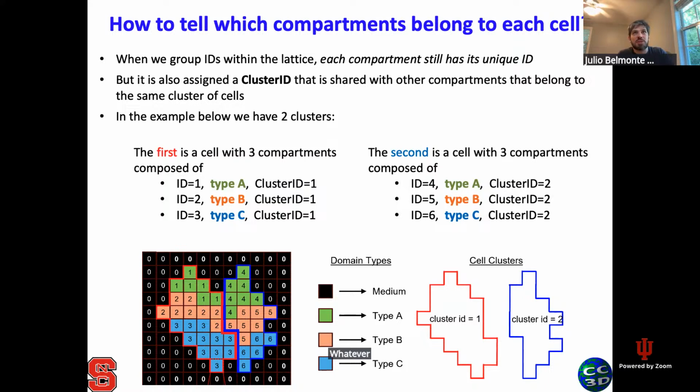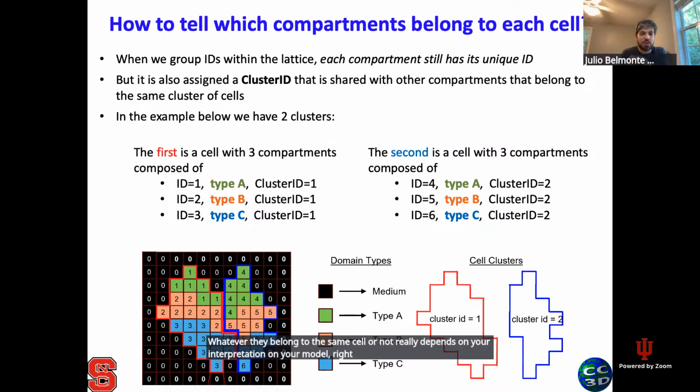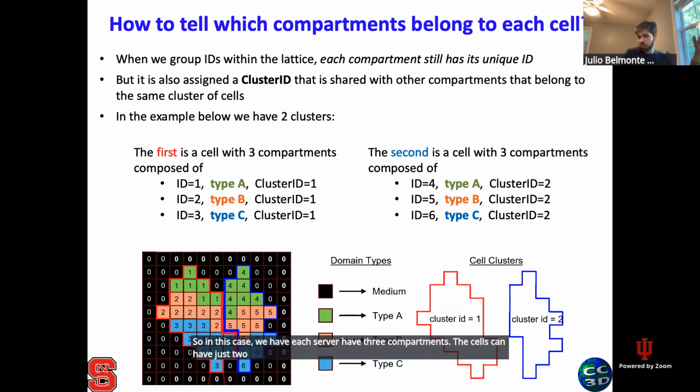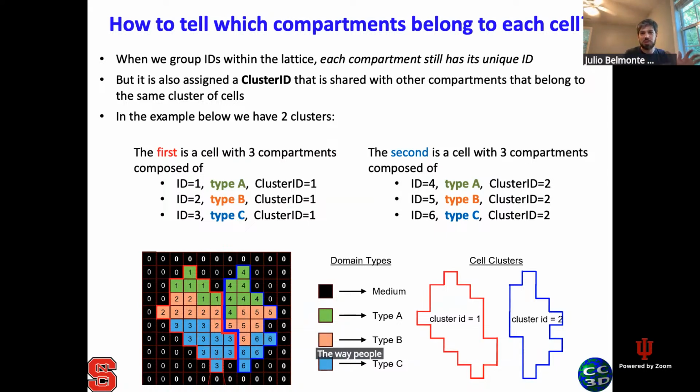Whether they belong to the same cell or not really depends on your interpretation of your model, right? Here we usually assign a cluster ID to group all the compartments and say that this is a simulated cell. In this case, each cell has three compartments. Cells can have just one or two compartments, or 5 or 10, depending on how much detail you want in your model. But usually, a cluster ID defines a single cell.